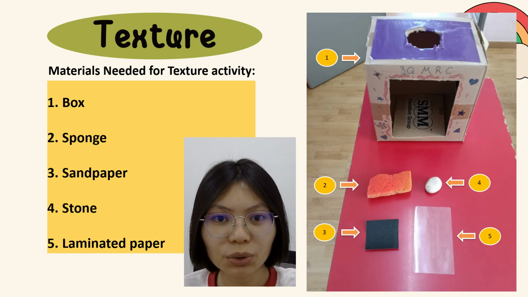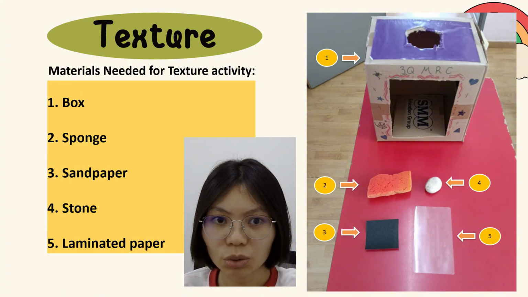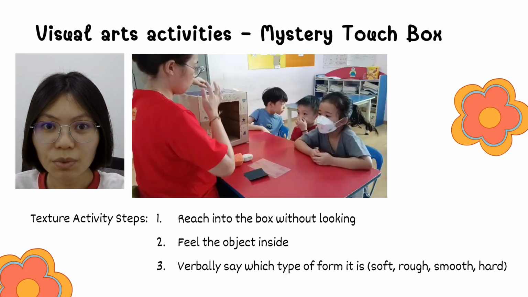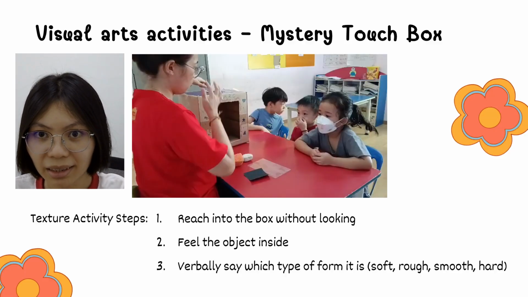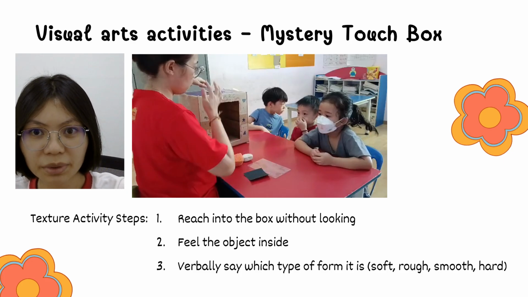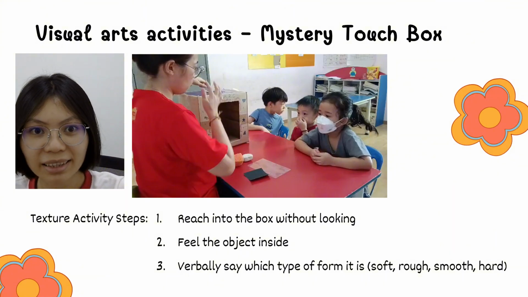First, I will show you the materials: a box with a small hole, sponge, sandpaper, stone, and laminate paper. Next, we will take turns putting your hand into the box without looking. Carefully feel the object inside and try to guess its texture. Is it soft, rough, smooth, or hard?